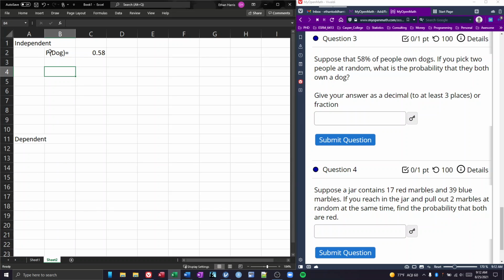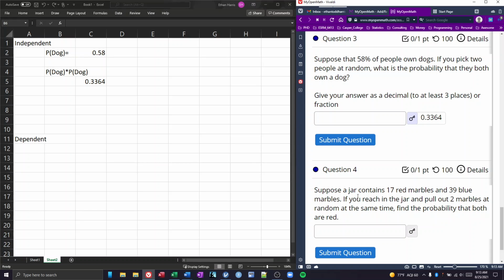Okay, so this is really simple. Probability of dog times probability of dog. And we can just do equals 0.58 times 0.58. And we get a 33% chance that both people are going to own a dog. Once again, if you pick two people at random, what's the probability that they both own a dog? 0.3364. All right, so that's an independent example. But in this dependent one, we've got to do a little bit more.